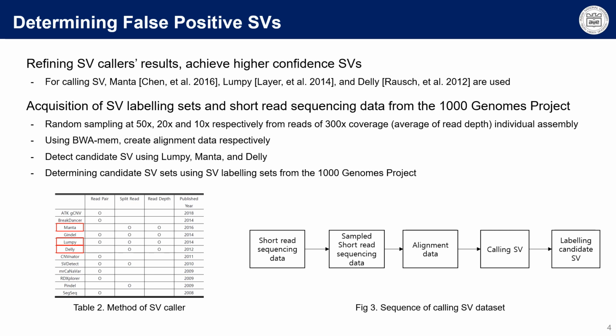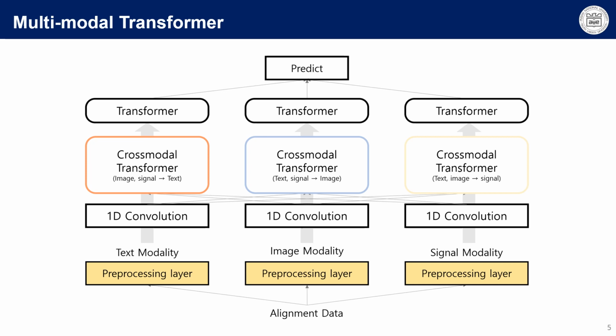These structural variations are compared with the gold standard data. We label the data as true positive when a candidate structural variation overlaps more than 90% with a structural variation in the gold standard. If it's not, it is determined as a false positive structural variation. After determining true and false positive structural variations, we make a deep learning model for predicting false positives.